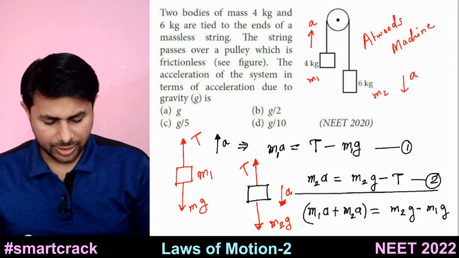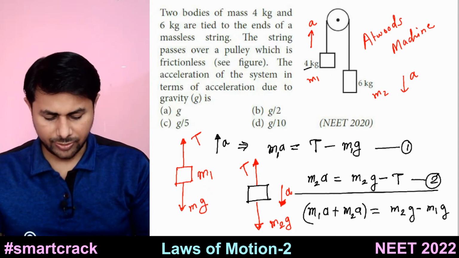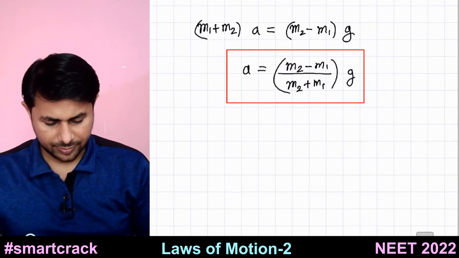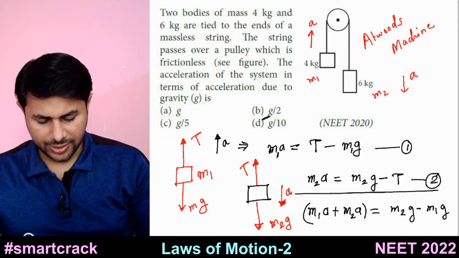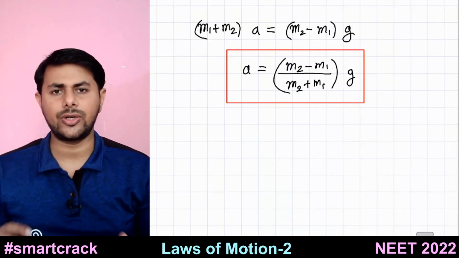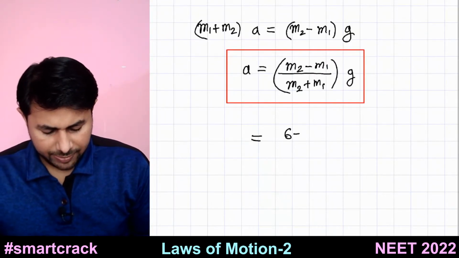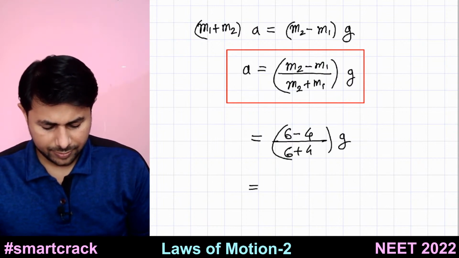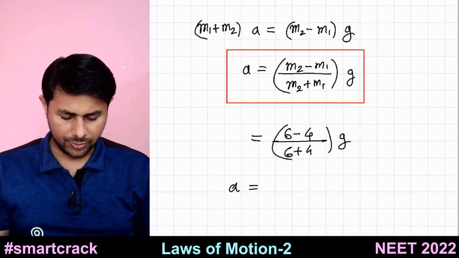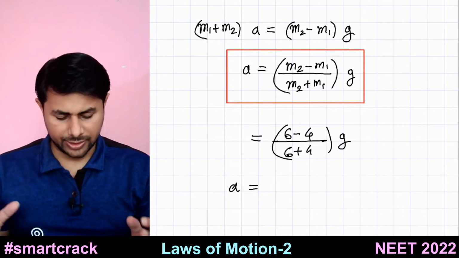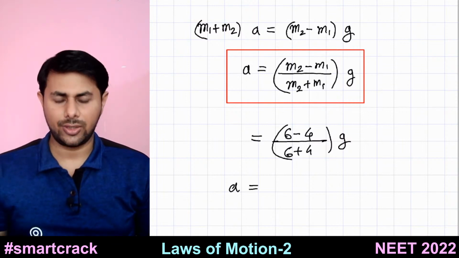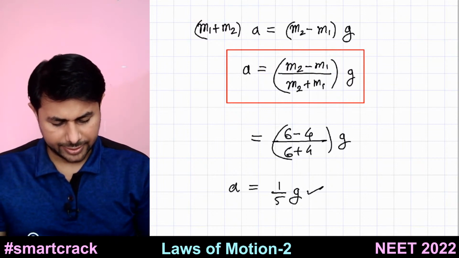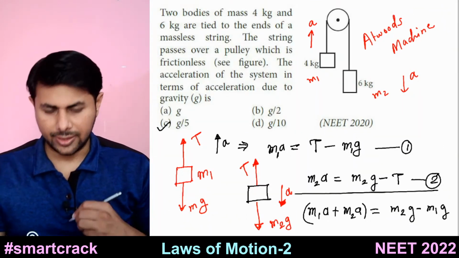So let's substitute values. What is the bigger mass? It's 6. The smaller mass is 4. And then g is, let's suppose, 10. Or do we have to substitute? No. g is there in all the options, so we don't have to substitute for g. So it is 6 minus 4 divided by 6 plus 4 times g. So 6 minus 4 is 2. Okay, 6 plus 4 is 10. So 2 by 10, or you can say it's 1 by 5 times g. So this is the answer. Let's check. So option C is the answer.